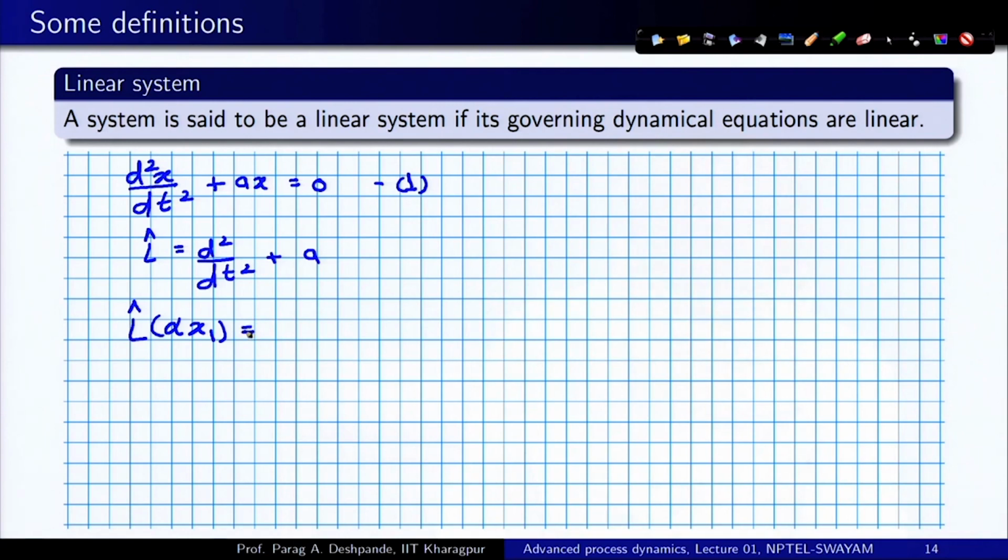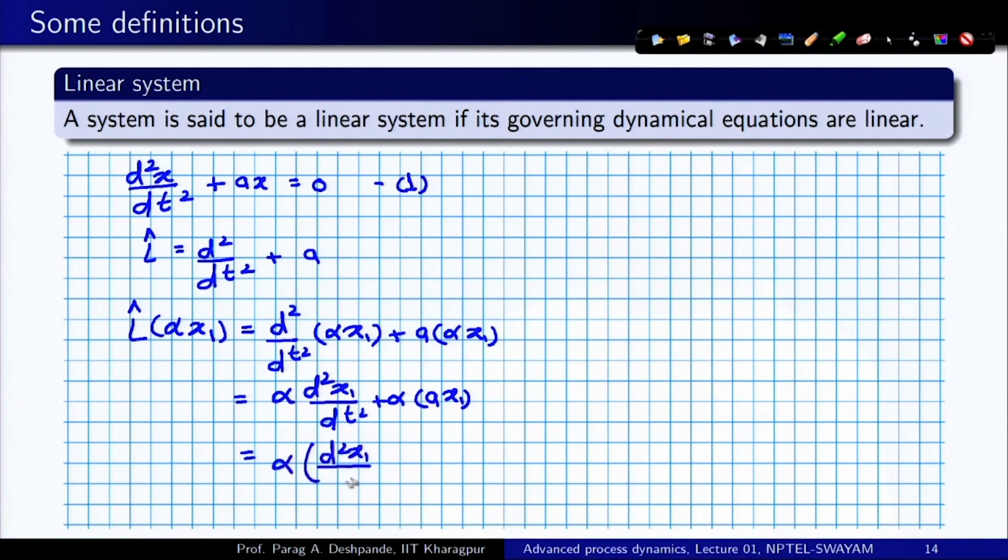then I am going to write it as d2 by dt squared times alpha x1 plus a times alpha x1. So, I can do a quick rearrangement. This would be alpha times d2x1 by dt squared plus alpha times a x1, which is nothing but alpha times d2x1 by dt squared plus a x1, and what is this equal to? This is equal to alpha times L of x1.